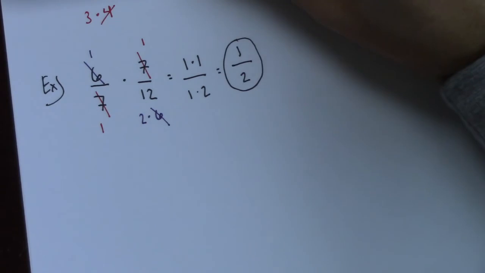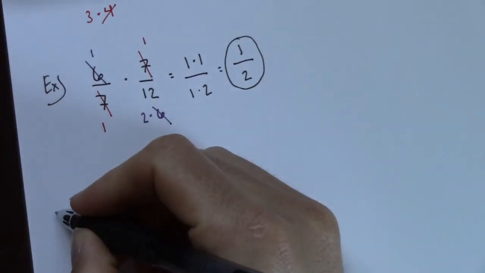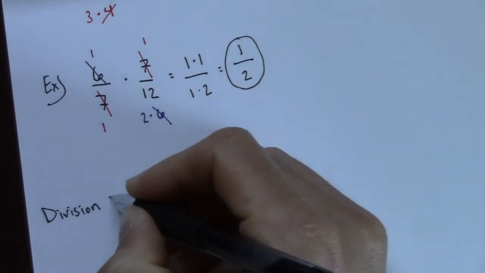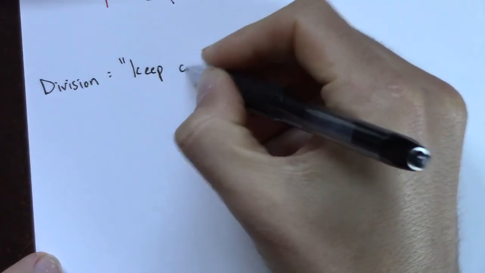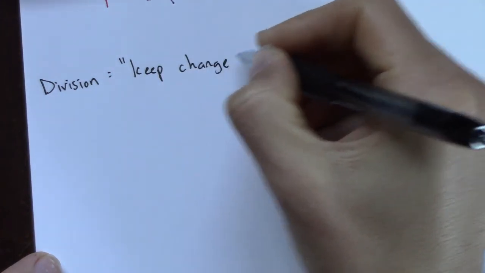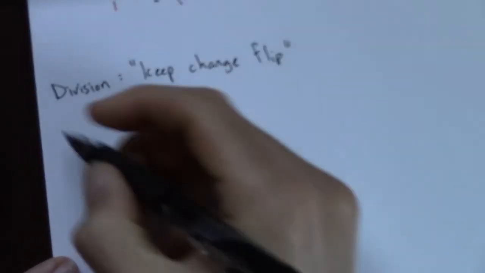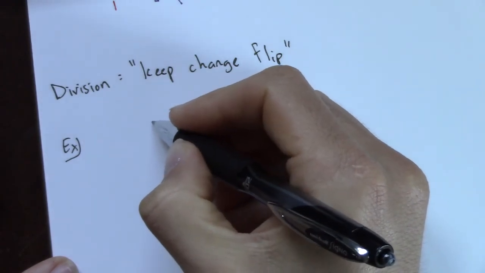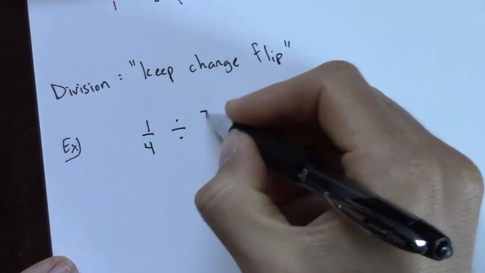There is also going to be some division, and division is kind of nice because for division, what I want you to remember, and you might even remember this from previous lessons, is I like to go with this. We are going to keep, change, flip. And so here's the way we're going to approach this. So say, for example, I give you 1/4 divided by 7/4.